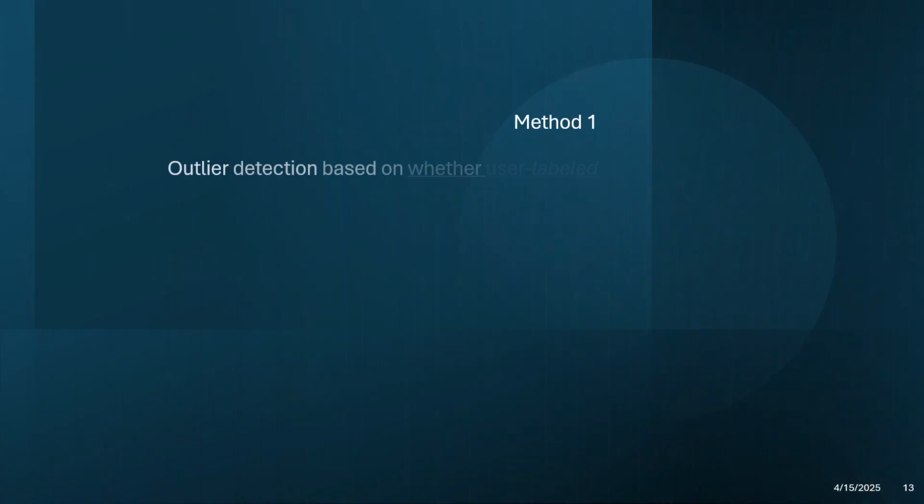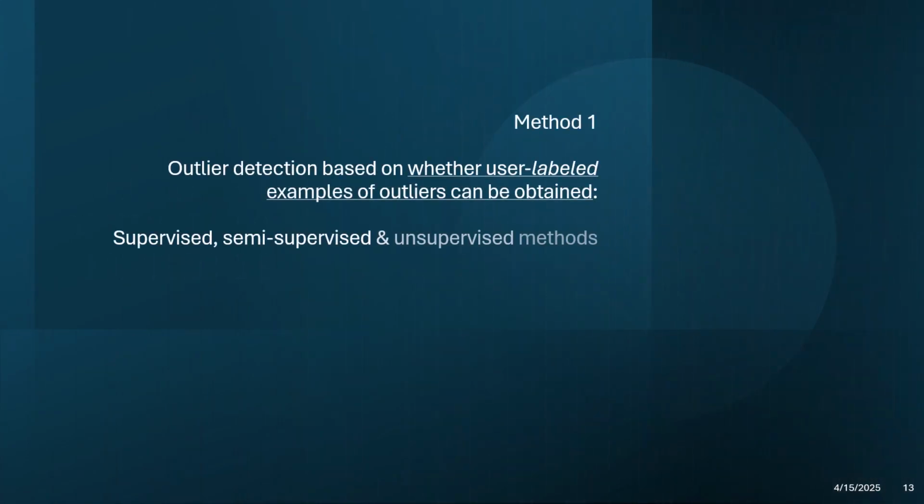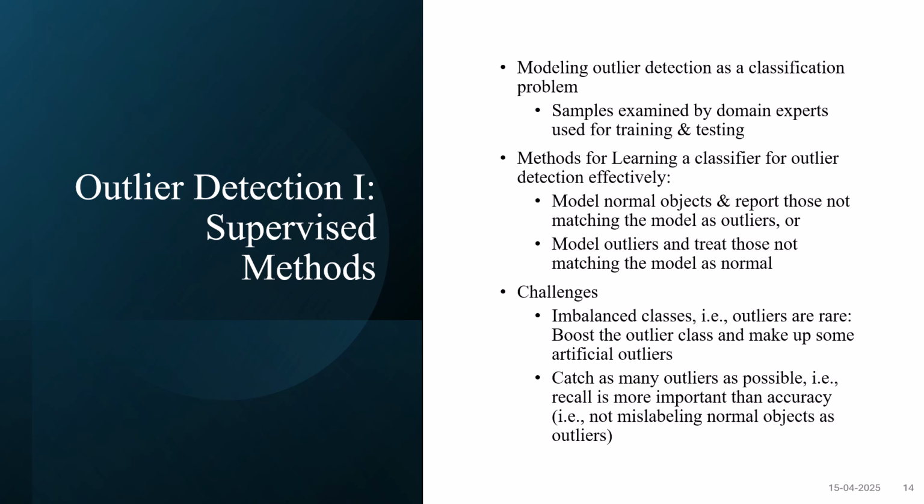If expert labeled examples of normal and outlier objects can be obtained, they can be used to build an outlier detection model. The methods used can be divided into supervised methods, semi-supervised methods, and unsupervised methods. Supervised methods model data normality and abnormality. Domain experts examine and label a sample of the underlying data. Outlier detection can then be modeled as a classification problem. The sample is used for training and testing. In some applications, the experts may label just the normal objects, and any other objects not matching the model of normal objects are reported as outliers.